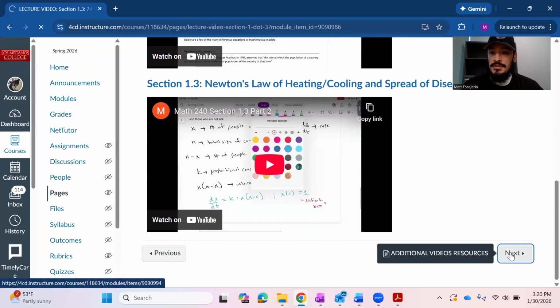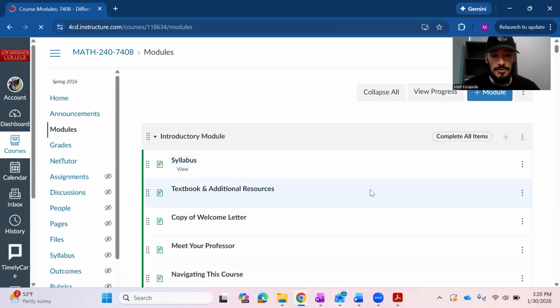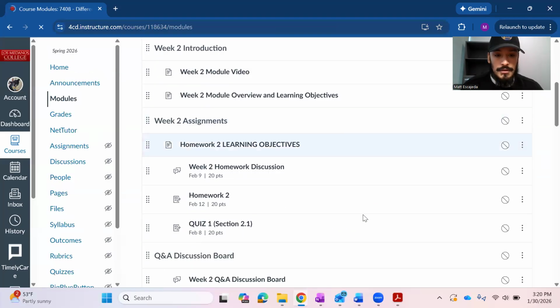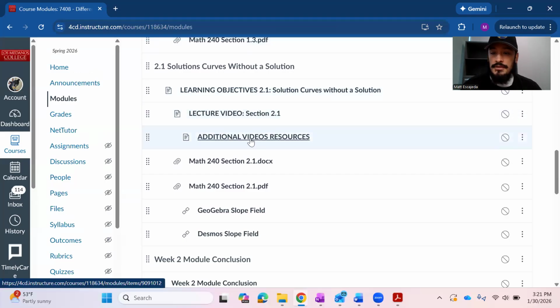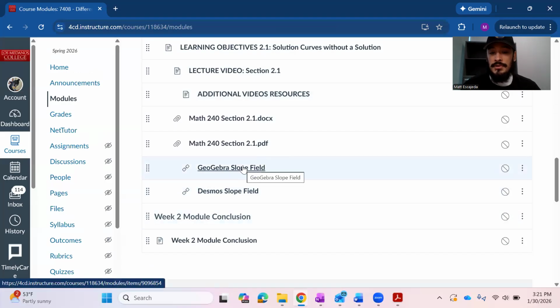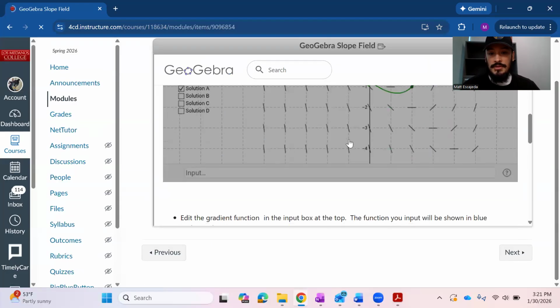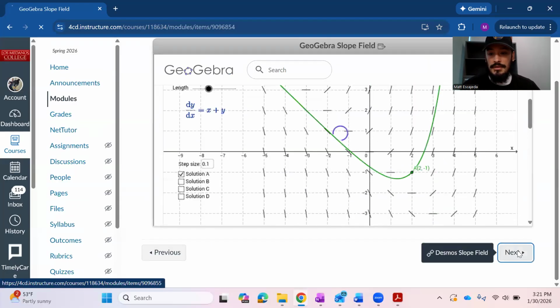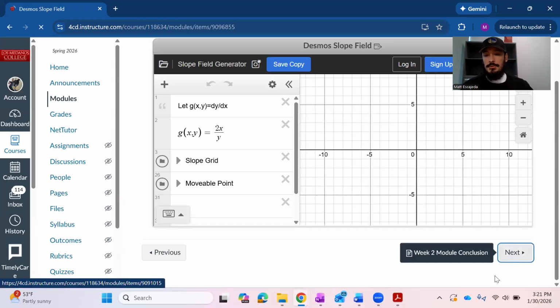And then there are some additional resources on differential equations and math models, just a resource if you want to learn that. We have the same setup for section 2.1: lecture videos, additional resource videos, and then notes. I also have the slope field links here as well, like the GeoGebra slope field. You could play around with this and then the Desmos slope field. But that is pretty much it for this week.